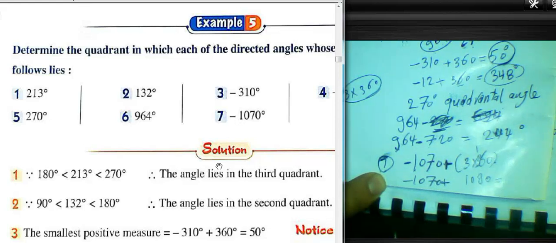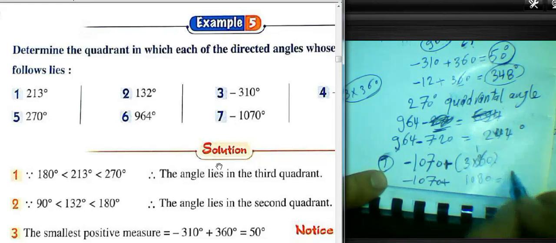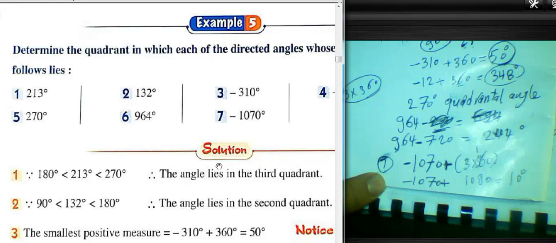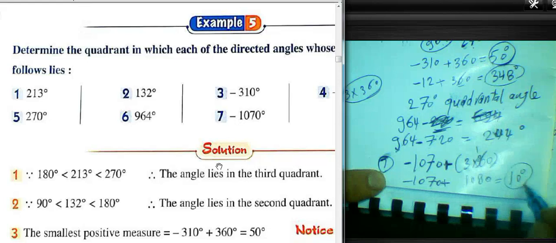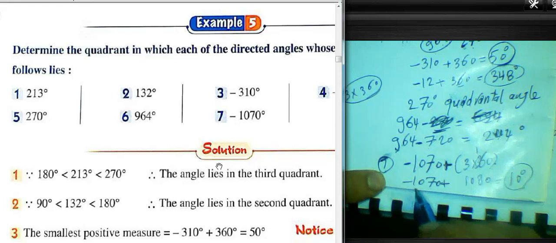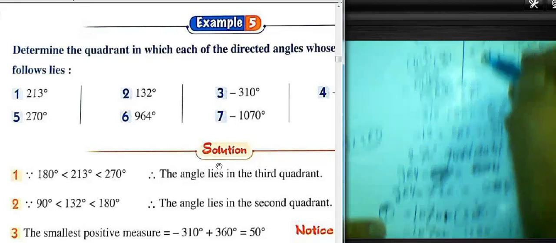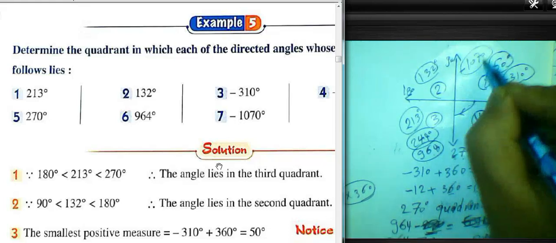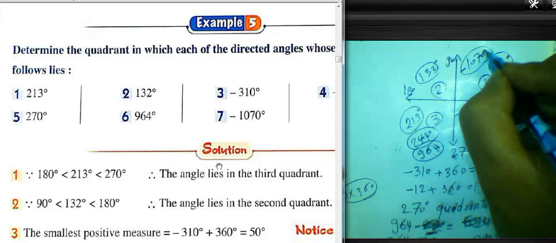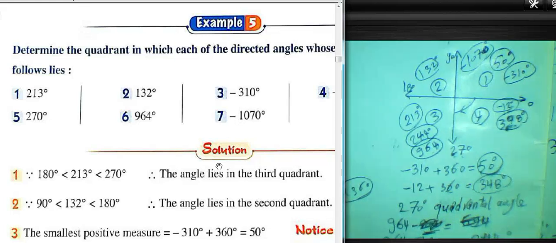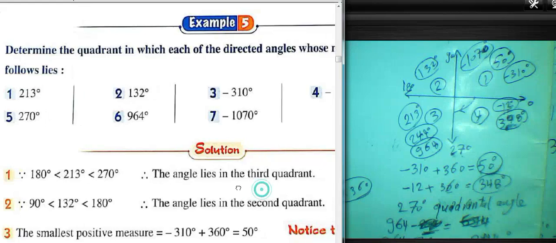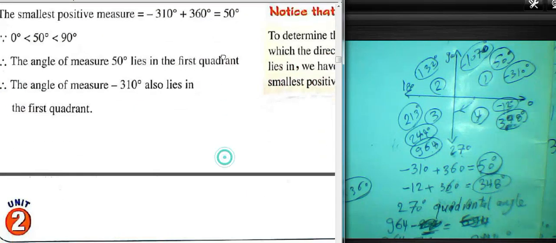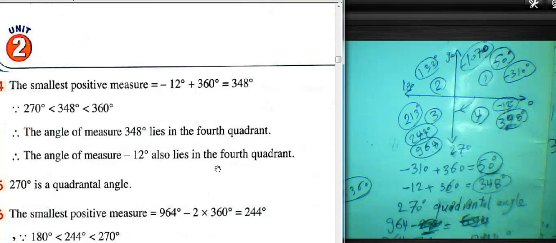We will find the result. The result will be 10 degree. 10 degree lies on the first quadrant. So this angle, negative 1070, lies here. We solve it here.